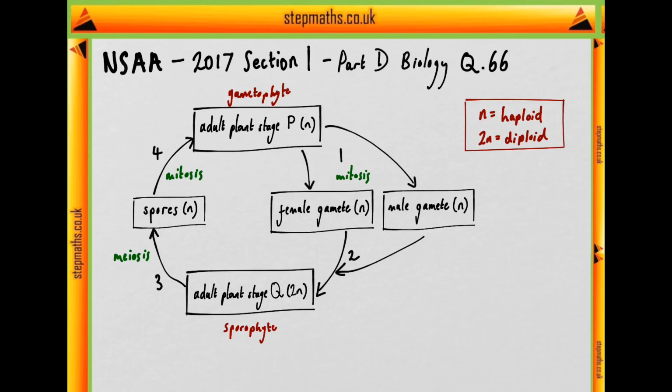So we can say that our answer is that 1 and 4 are the stages of mitosis, which gives us our answer C.